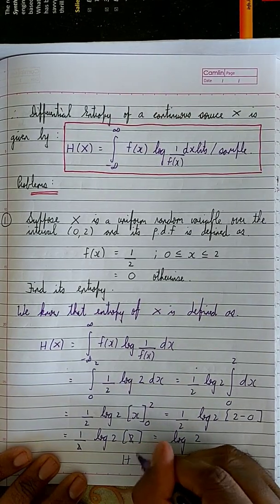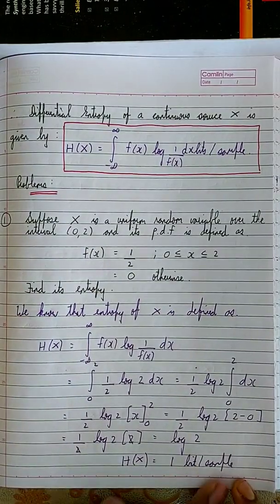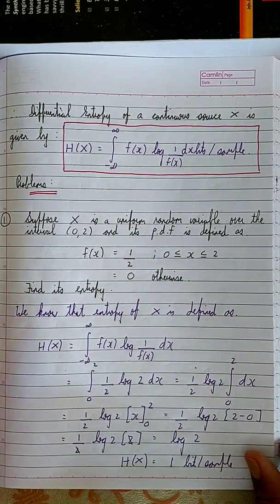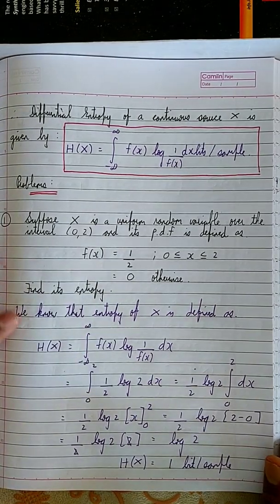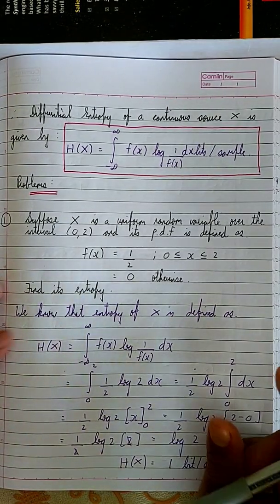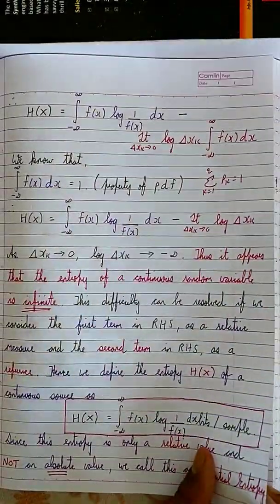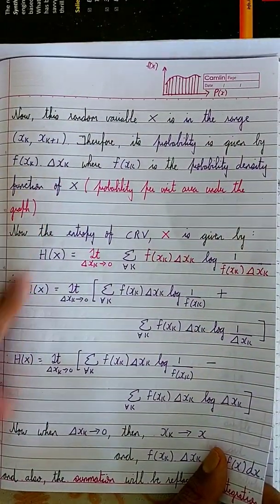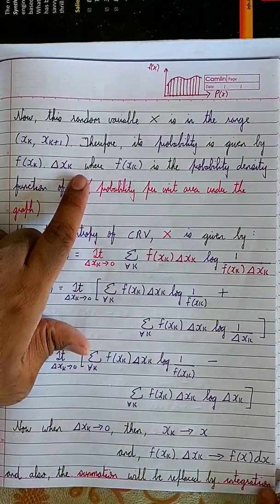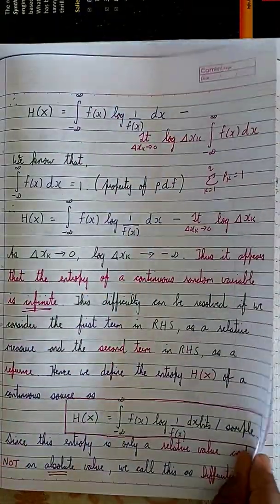This is the entropy of this signal, H of x is equal to 1 bit per sample. So basically this is what we do. We basically apply this equation. That's all. There are two things you need to understand when you're doing the problem. One is that you need to remember this equation, and the other is that you need to remember this concept, f of x dx. Let's do the next question.